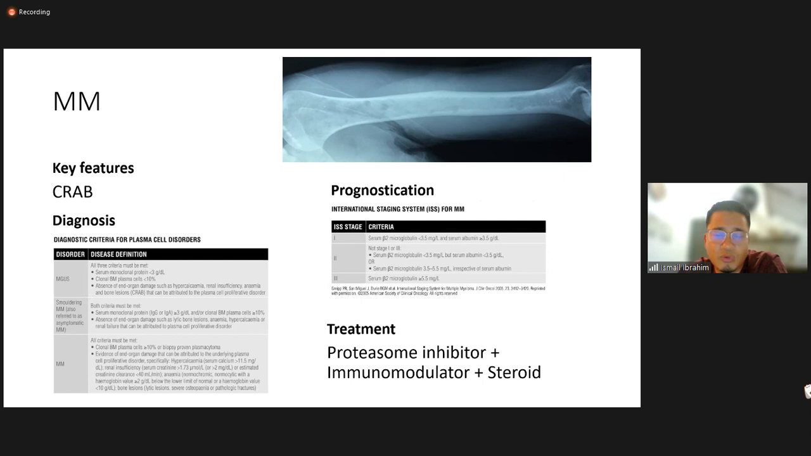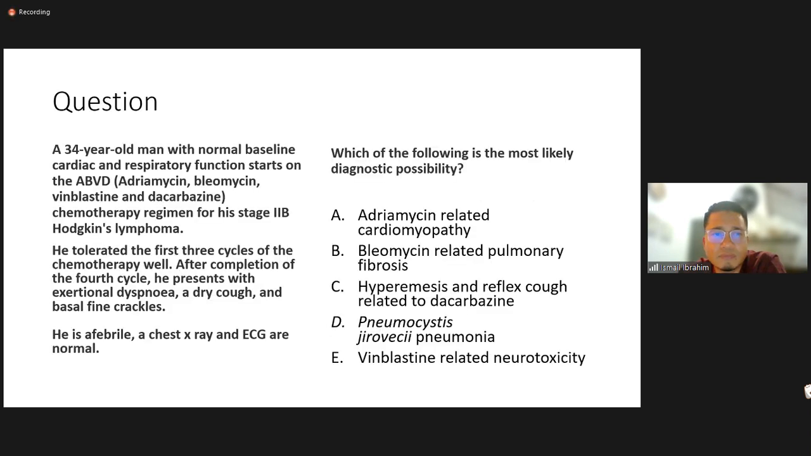Some of them present with bone fracture. Some of them present with anemia, only anemia. Some of them present with renal failure requiring dialysis. Some of them present again with relapse and spinal cord compression. So it's very devastating disease if left untreated.